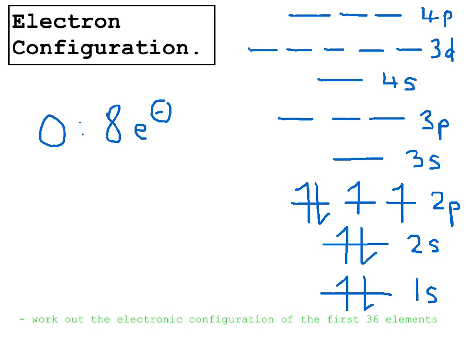So to write this configuration out, you do it like this. You've got 1s2, so this 1 represents the shell, the s represents the orbital, and then this superscript 2 represents how many electrons are in that orbital. So 1s2, 2s2, and then 2p4. And that would be the electronic configuration of oxygen.